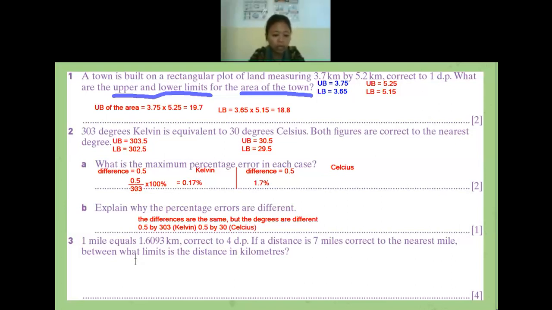1.6093? What is the upper bound? 1.60935. Okay. Is there anyone who has difficulties with the upper bound? So what is the lower bound? 1.60925. Okay. Now for 7 miles, what are the upper bound and lower bound? 7.5. Okay, 7.5. I keep reading through the chat, so you can mention your answer through the chat also if you want to be active in the class.